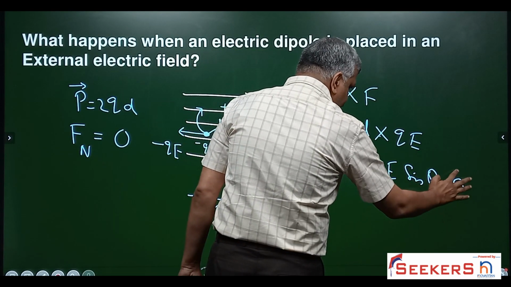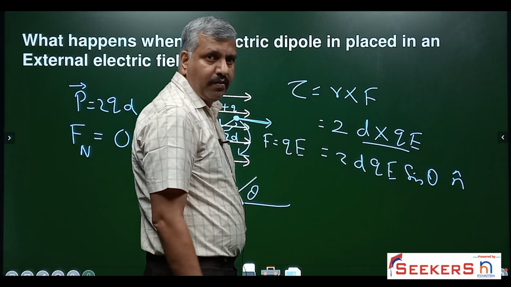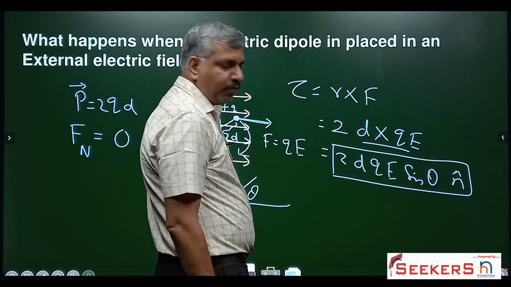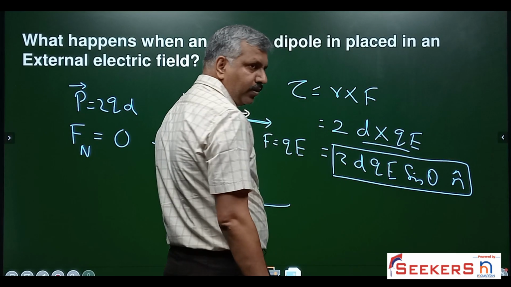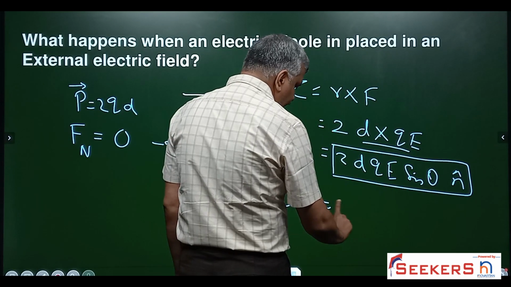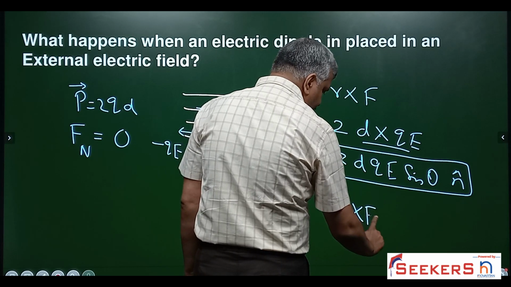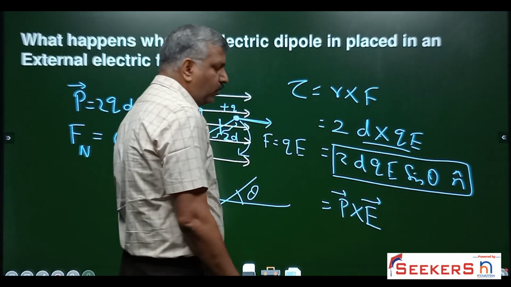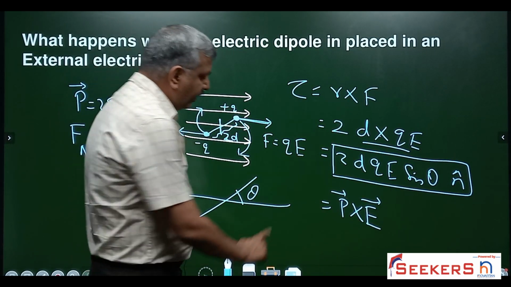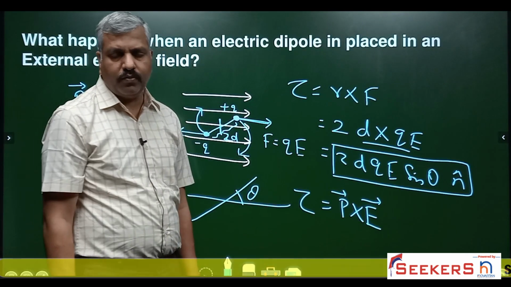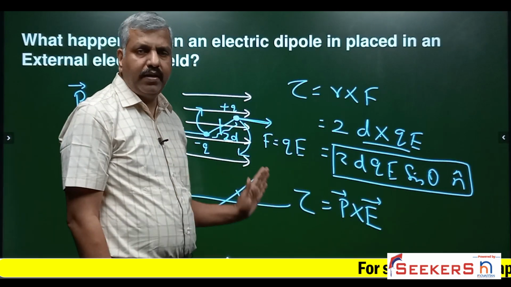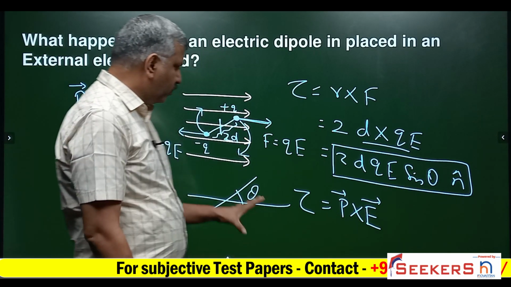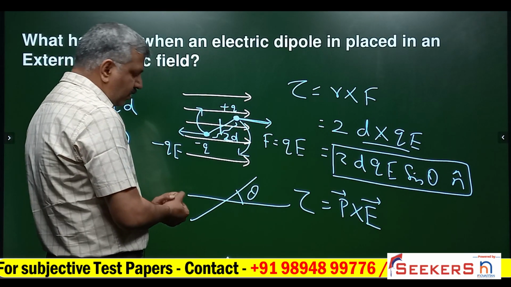Then you have n cap, because understand that a cross product always gives you a vector quantity. So this is the dipole, this is the torque acting on the dipole. Now 2 times d into q is the dipole moment. So I can say this is equal to P cross E, P for dipole moment, E for electric field. So the net torque acting on the dipole is equal to P cross E. So when a dipole is placed in an external electric field, it experiences a torque, and that torque is equal to P cross E.